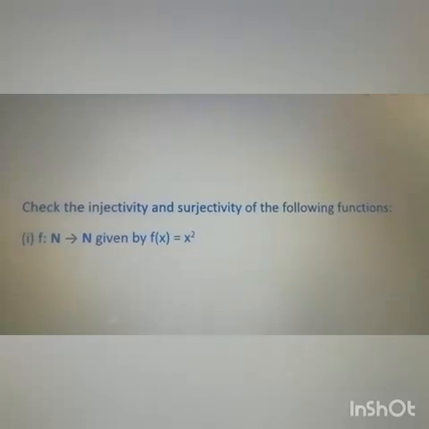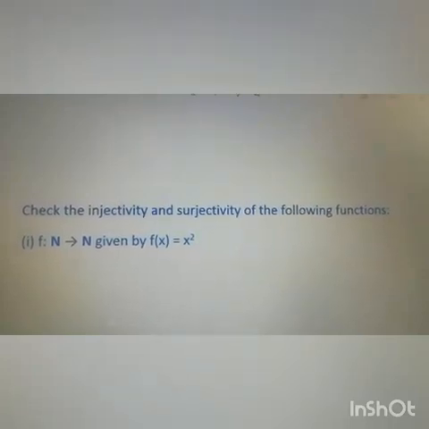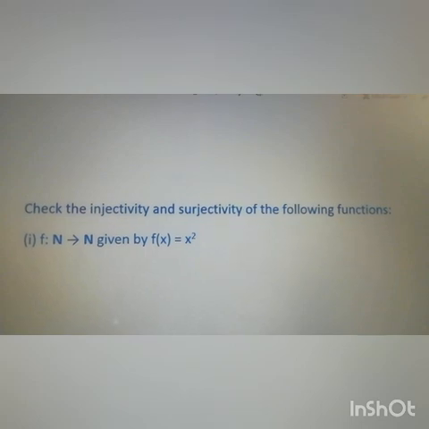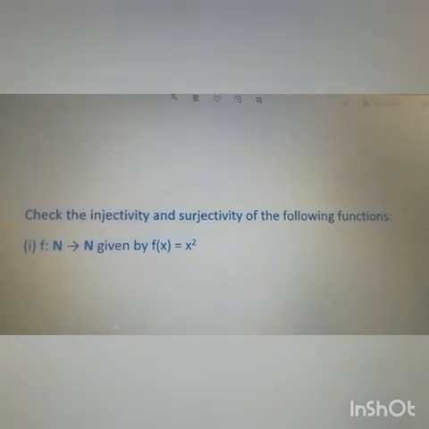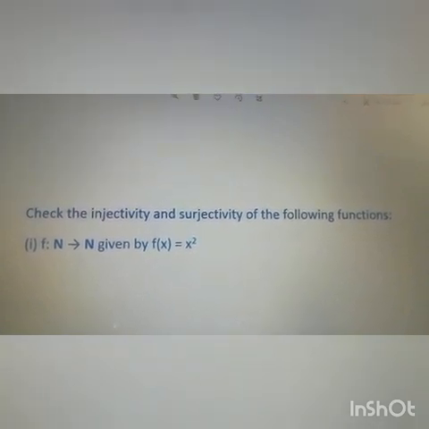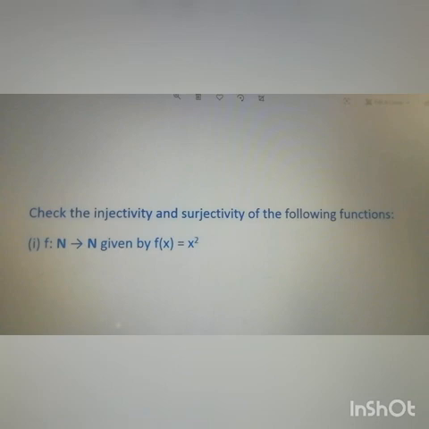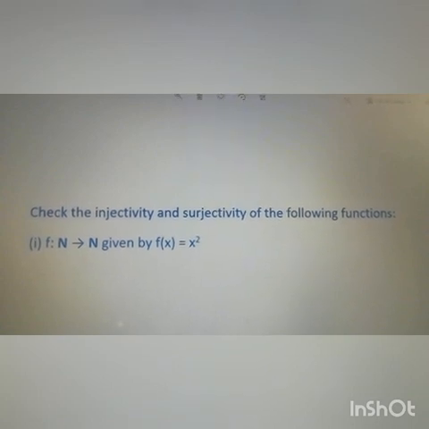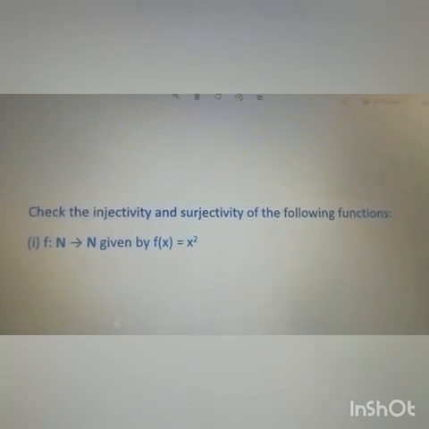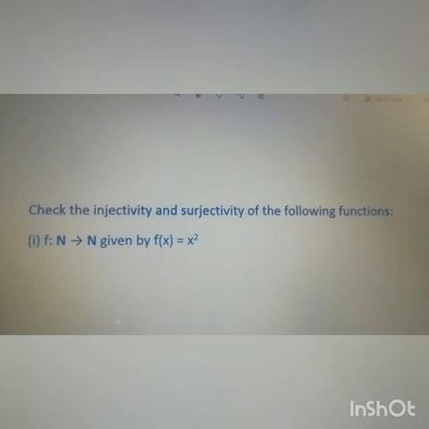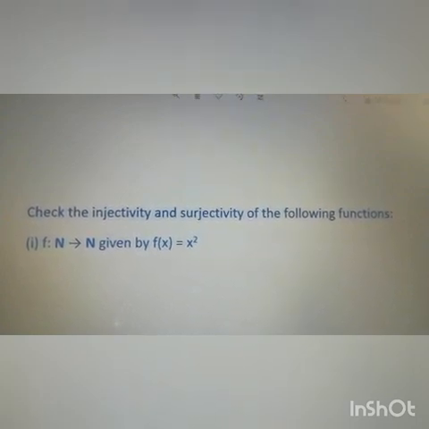So we shall begin with exercise problem 1.2, the second one, which is an important one. Here you need to check whether the given functions are injective or surjective or both. We shall start with the first one, a function f from N to N. So the domain is the natural numbers and the codomain is also the natural numbers, given by f of x is equal to x square.